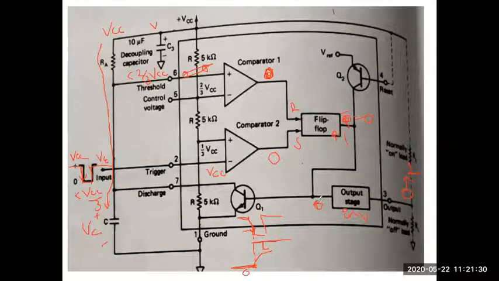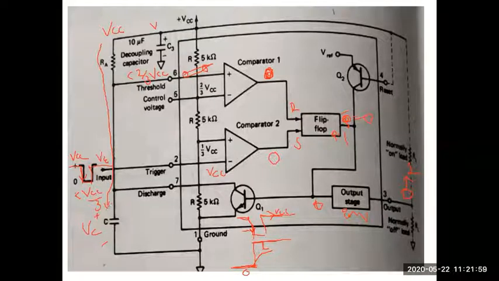A 0 here will mean 1 in the final output. Output will continue to remain in the 1 state even after the input pulse has gone back to high. When it came down to 0, output changed to high, but it continues to remain in high state even after this input trigger pulse has gone back to VCC. So here it has gone back to VCC. It will continue to remain. How long does it remain?